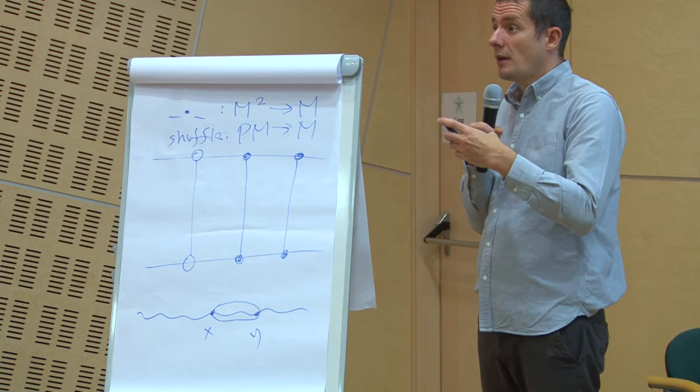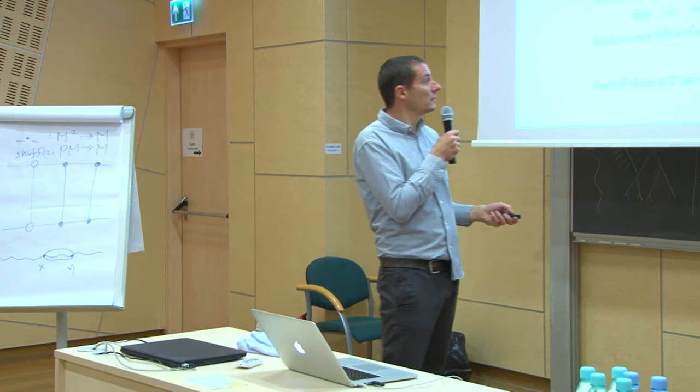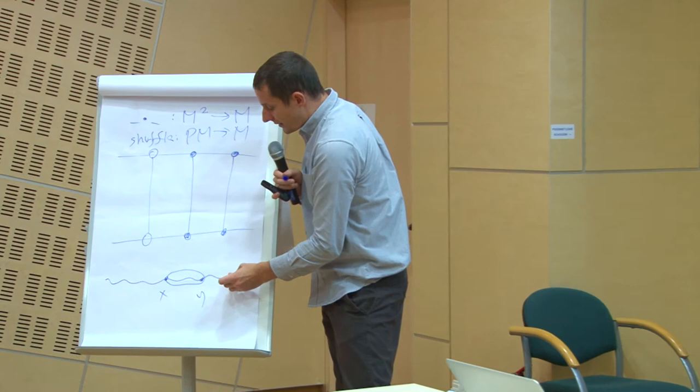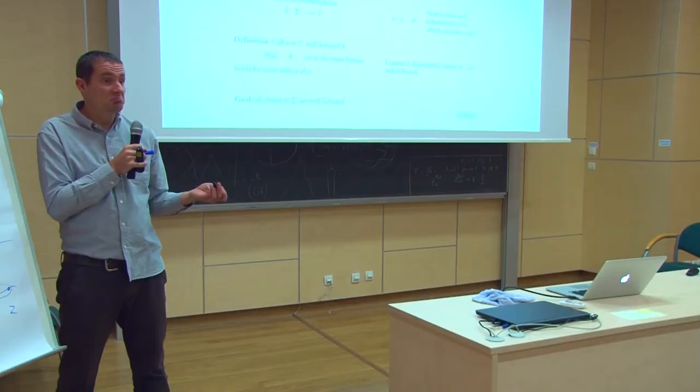Why? Well, we need to show that it's transitive. Suppose that these two are equivalent, and also y and z are equivalent. But that means that this is well-behaved, and we know that well-behaved chains are closed under concatenation. So it's an equivalence relation.